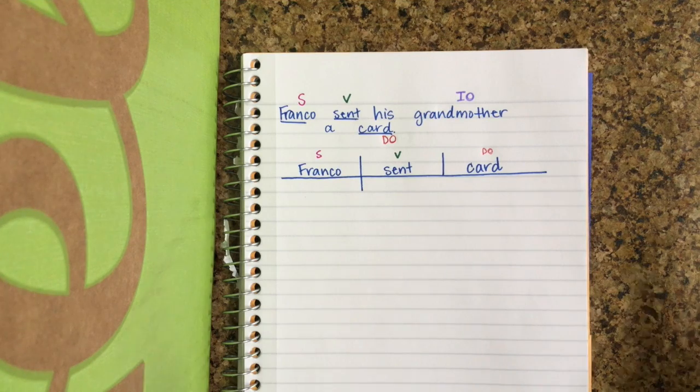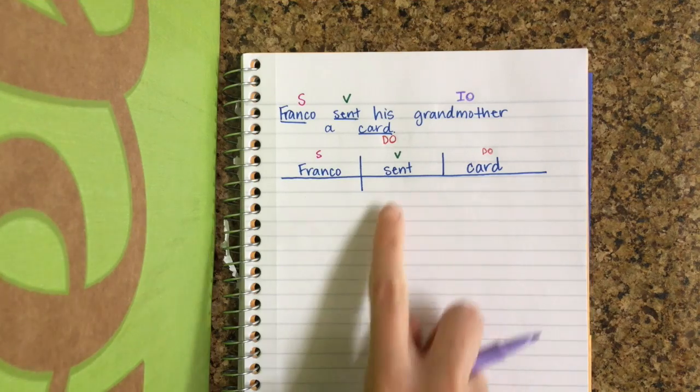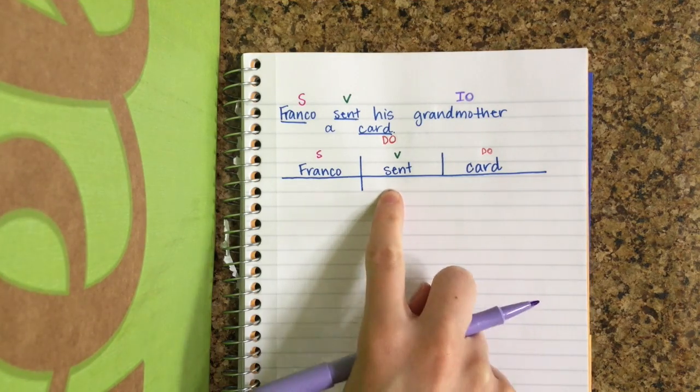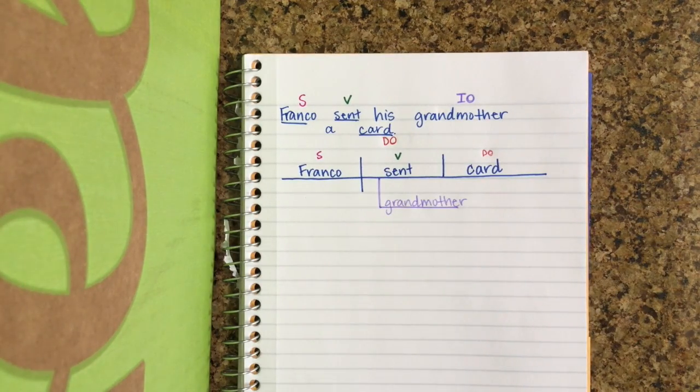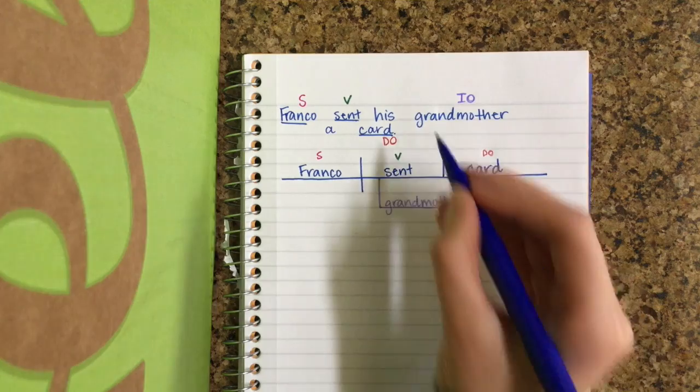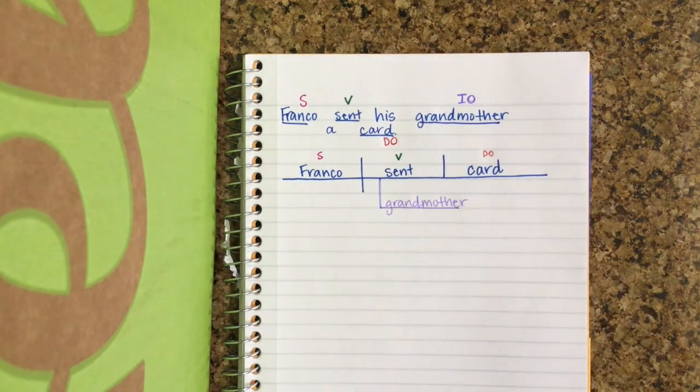Next we need to worry about our indirect object. So it's answering the to whom, for whom it was sent. So it is part of our verb, the action. It was sent to grandmother. So grandmother has been diagrammed. I'm going to underline it because I know that it's done.